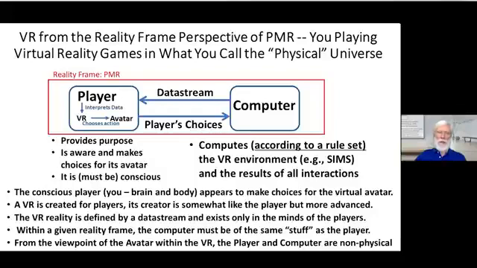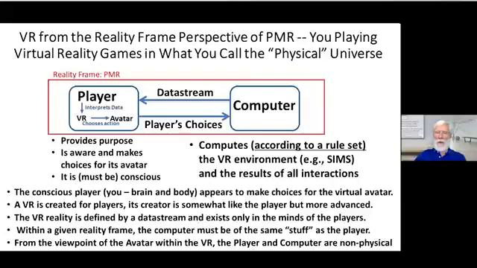These bullets are the same as the bullets we had in the general case. It's the same bullets going over the same thing. So I just want you to see that this indeed follows the generic model. A virtual reality is created for players. Its creator is somewhat like the players, but more advanced. The VR reality is defined by a data stream and exists only in the minds of the players. Within a given reality frame, the computer must be of the same stuff as the players.